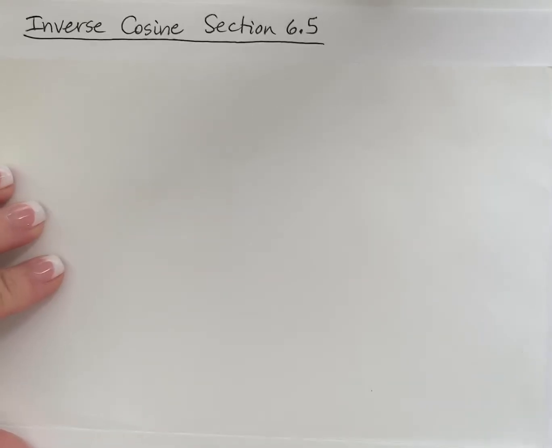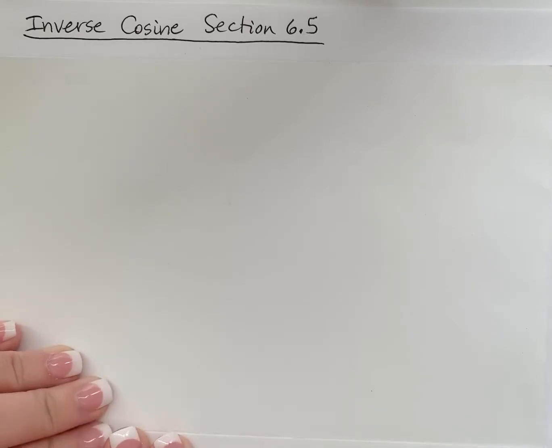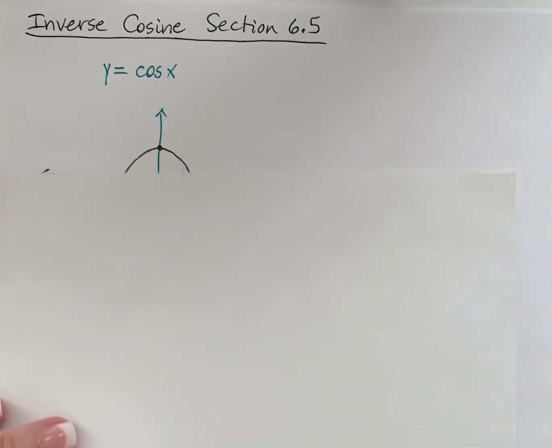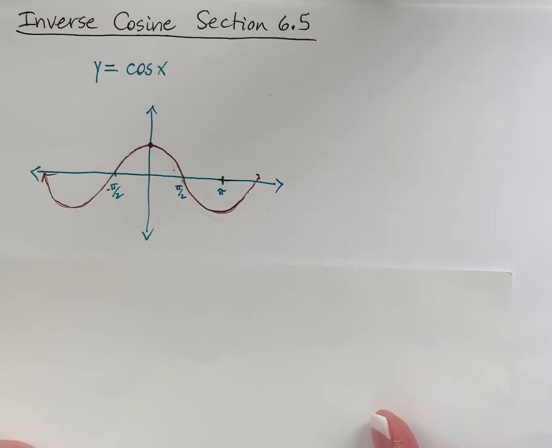Okay, the last inverse trig function we'll look at is inverse cosine, also found in section 6.5. Here is the graph of y equals the cosine of x. Now, we cannot do the same thing with cosine that we did with sine and tangent.